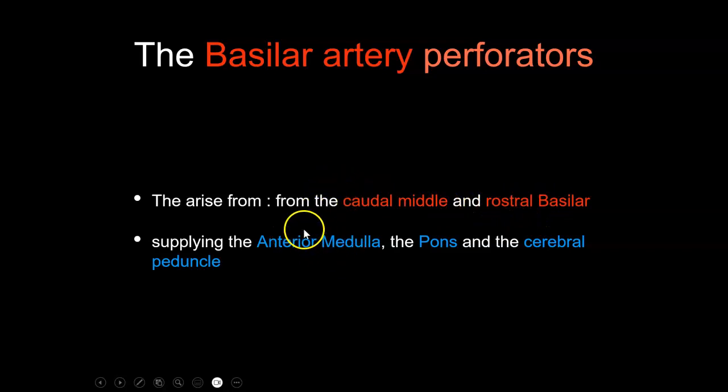If it is in front of the pons, it supplies the pons. If it is above and in front of the medulla, it supplies the anterior medulla, and at the midbrain it supplies the cerebral peduncles. So basilar artery perforators supply the anterior structures of the brainstem.